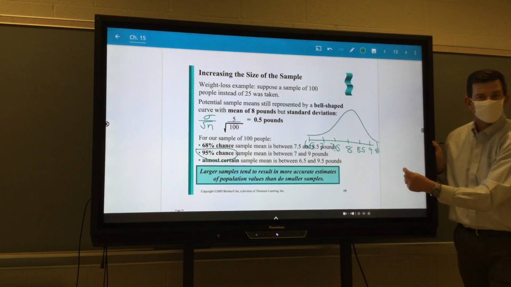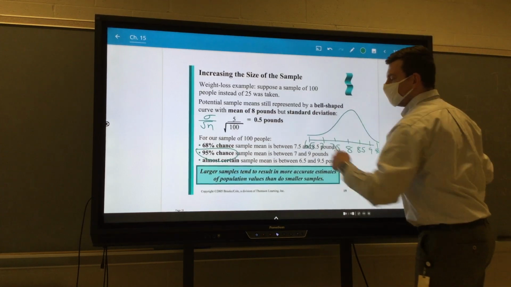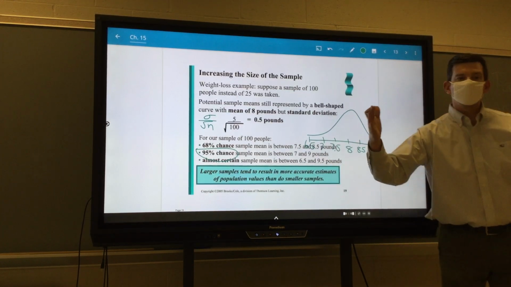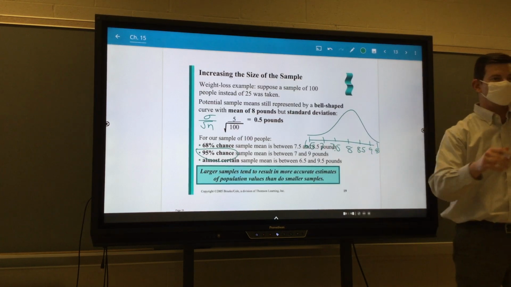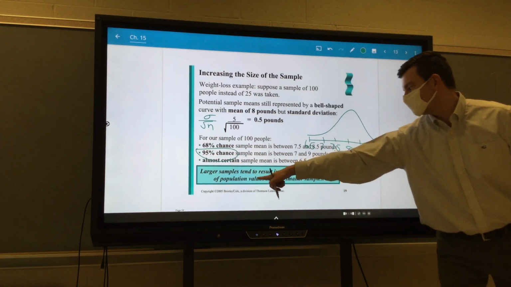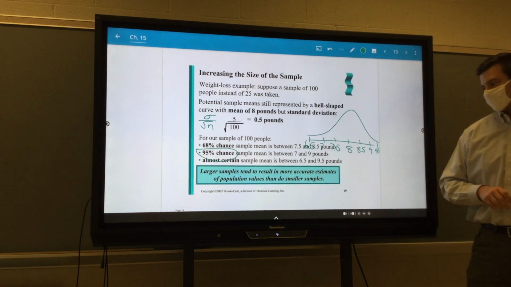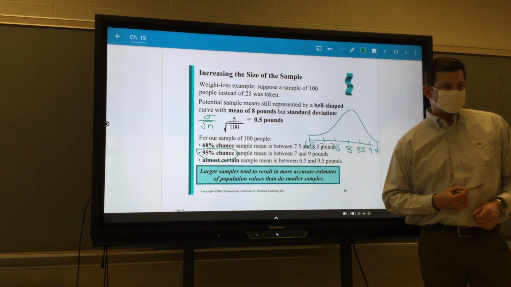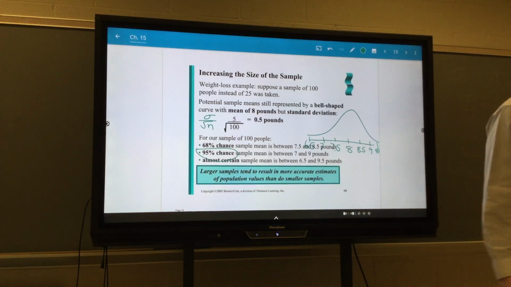And if we kept inflating that sample size even more, these boundaries would narrow in even more, closer and closer to that population mean of 8. Larger samples tend to result in more accurate estimates of population values than do smaller samples. Questions so far?